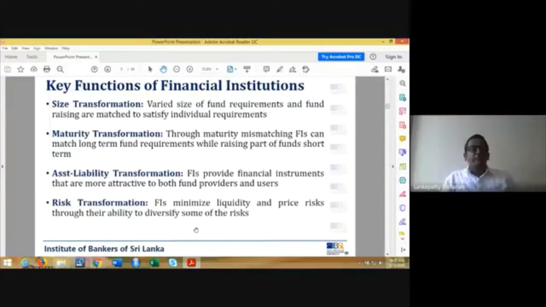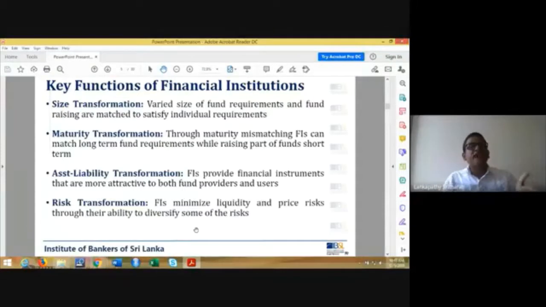Actually, even though there's a surplus unit and a deficit unit, there may be mismatches in size. For example, a person with a surplus of money may have 10 million rupees, but the deficit unit, a large firm, needs 100 million rupees. They can't just take this one person and satisfy their deficit requirement. So they have to find 10 people like this, with 10 million surplus. The banks and financial intermediaries are doing that job, size transformation.